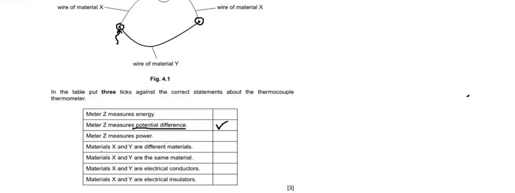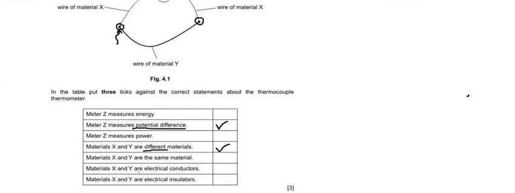Now the materials X and Y are different materials. Definitely this must be two different wires. We are using wires of different materials, different metals. So definitely this is the expected answer. So I will put here one tick. The next statement, materials X and Y are the same material. We can't have the same material because if we have the same material, we can't get the temperature difference.